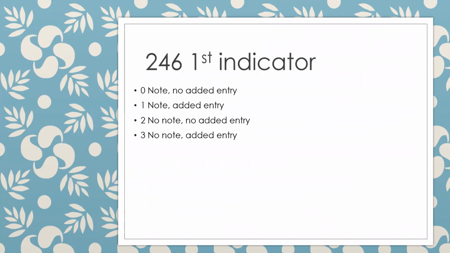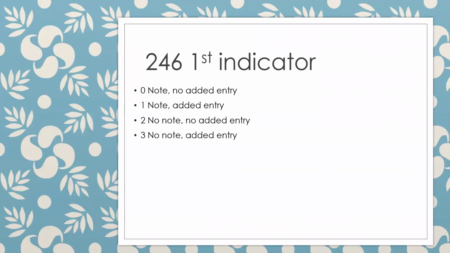So we've got 246 first indicator. If the first indicator is 0, that means it's a note, no added entry. If it's a 1, it's a note, added entry. If it's a 2, it's no note and no added entry. And if it's a 3, it's no note, added entry. So the first indicator is telling us whether there's a note and or an added entry.